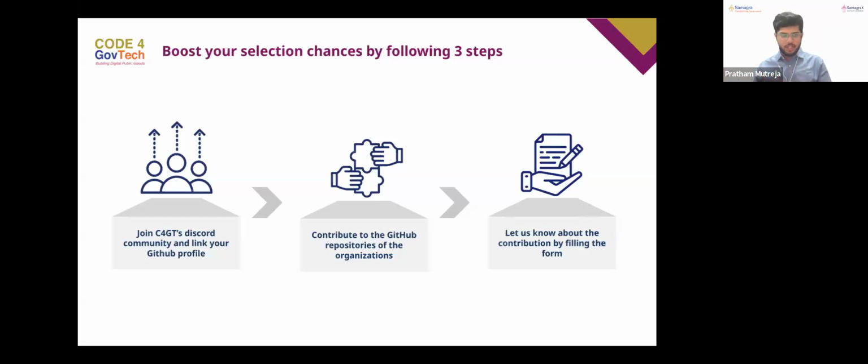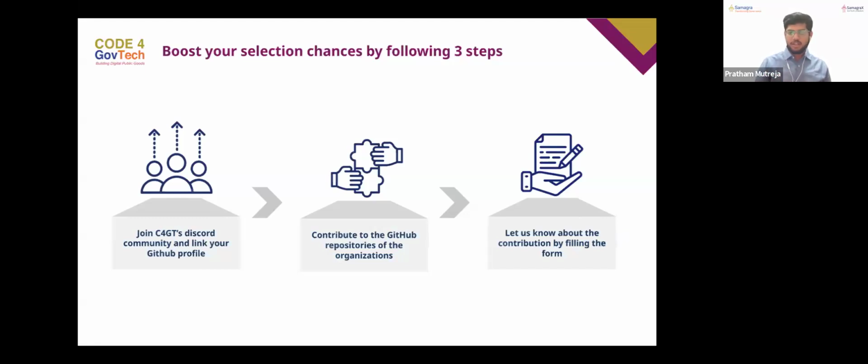So that is why the nudge that before opening of applications, if you guys can go to the repositories and close these issues, find issues, work on them, raise a PR, merge it, then that is something which would definitely help.